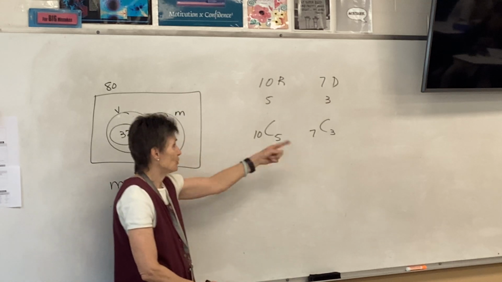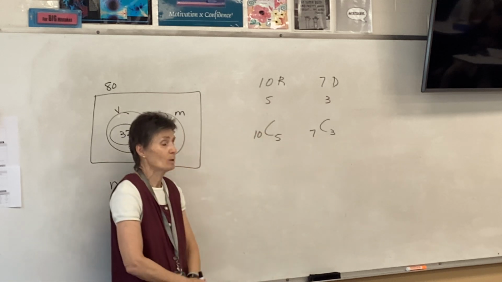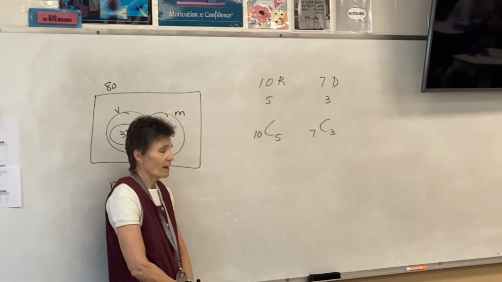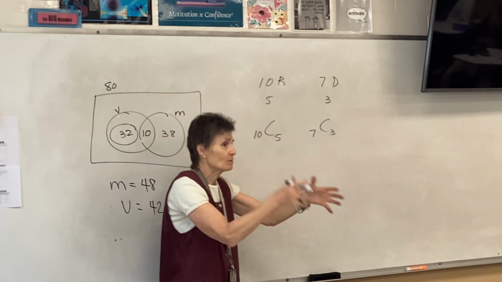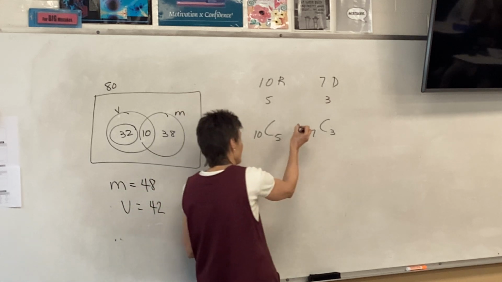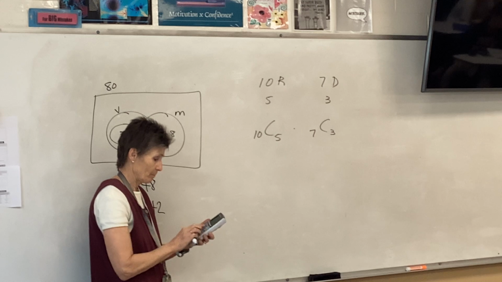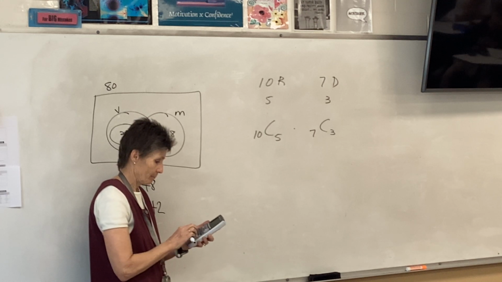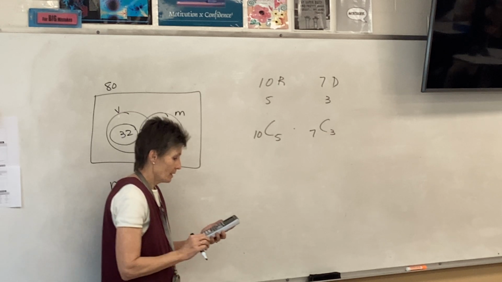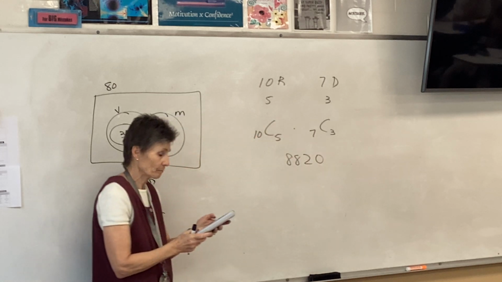So then what am I going to do with those 2 numbers? I can get that number and I can get that number. Why am I multiplying them? Because it's Democrats and Republicans. So I'm going to multiply those 2 numbers together. Yeah, I got 8,820.